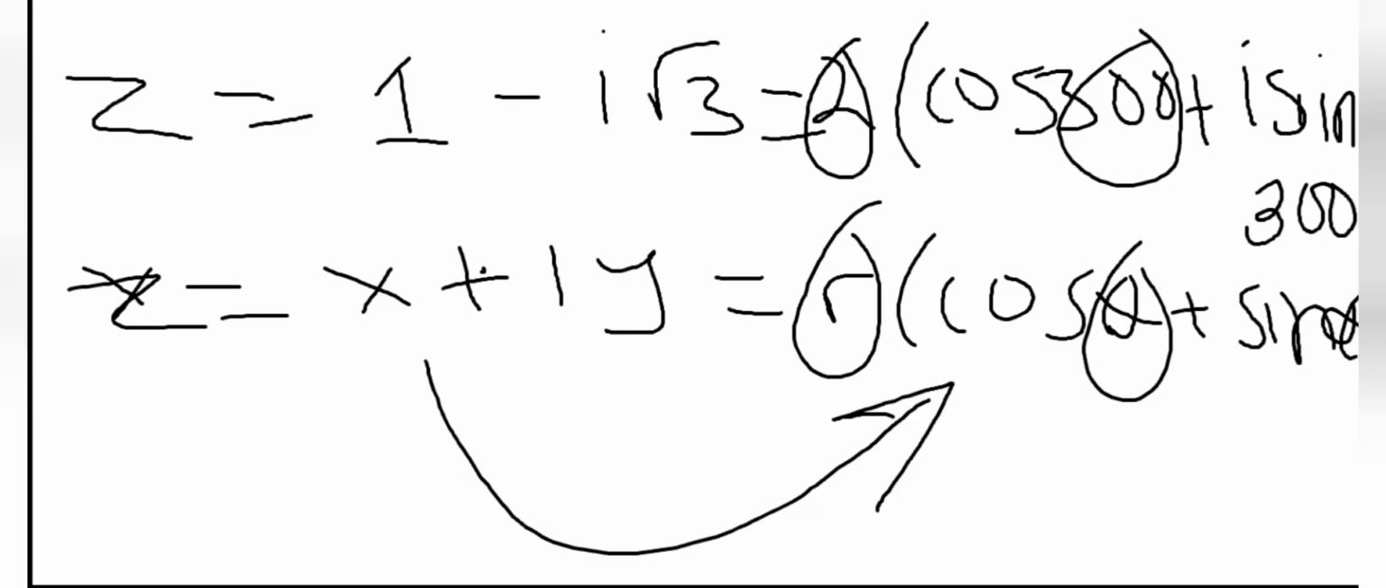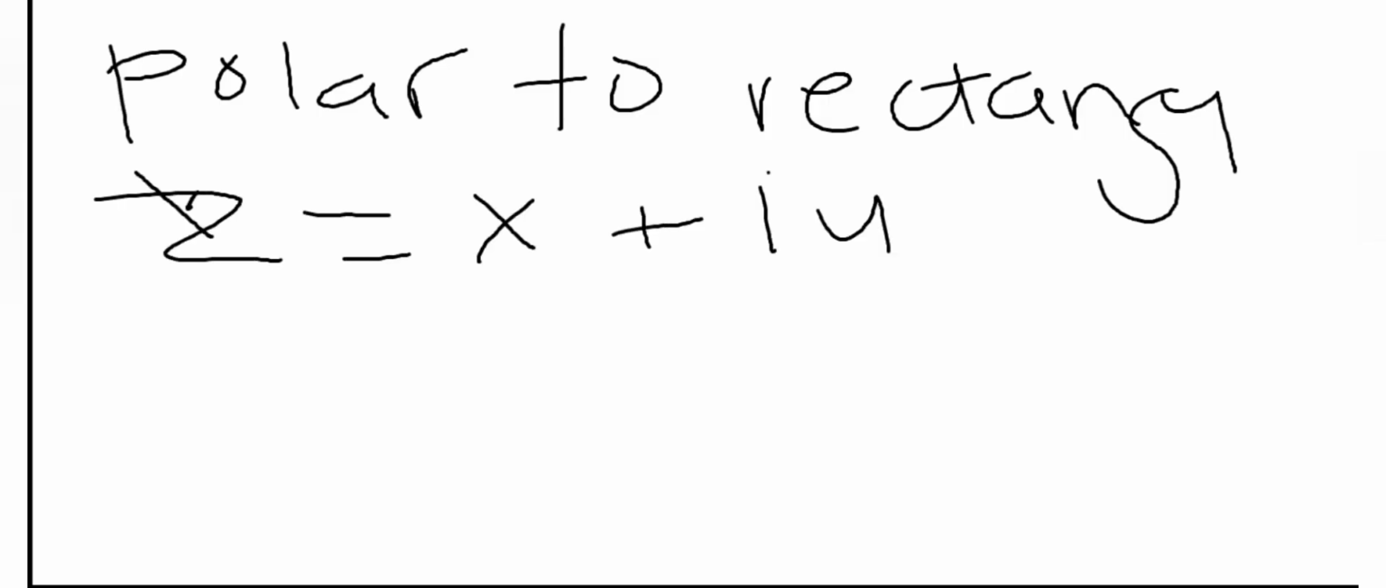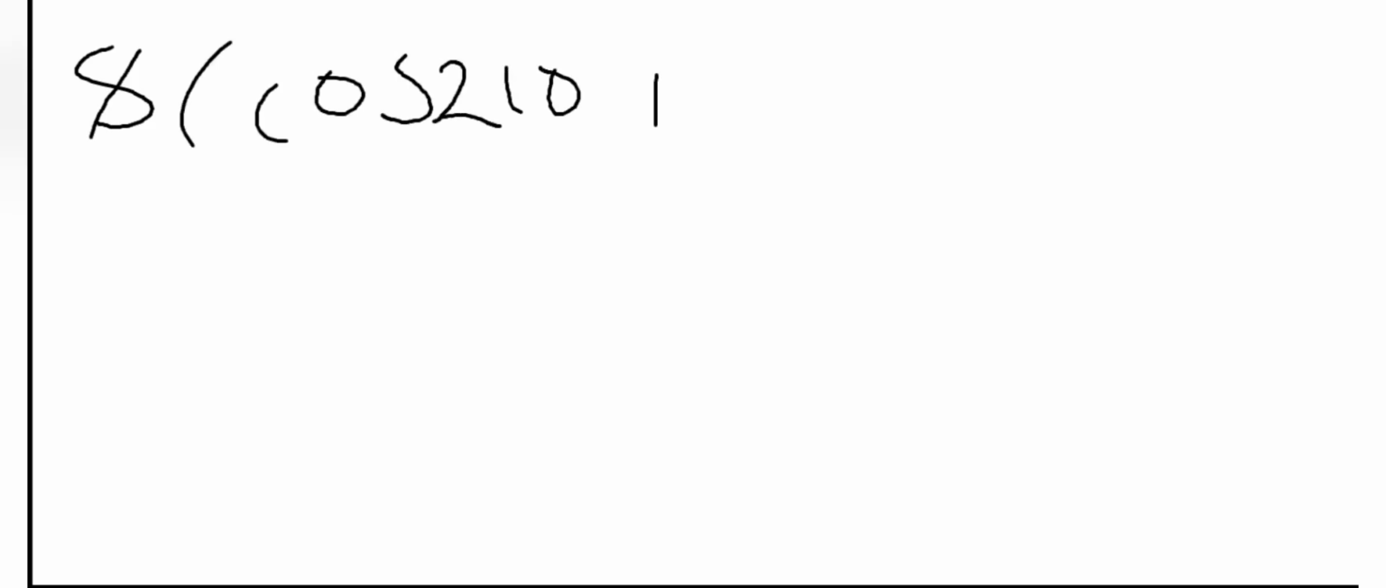So what if they ask you to convert from polar to rectangular? What is rectangular, by the way? Rectangular is this form. It is called rectangular, so you should not be confused when you hear such terminologies. So we have 8 cos 210 plus i sine 210.